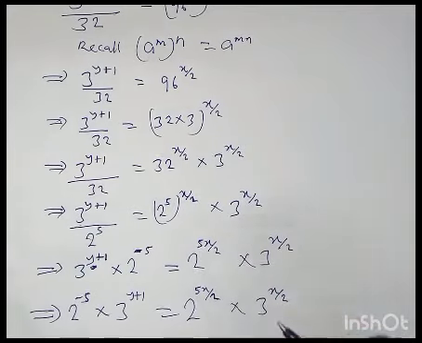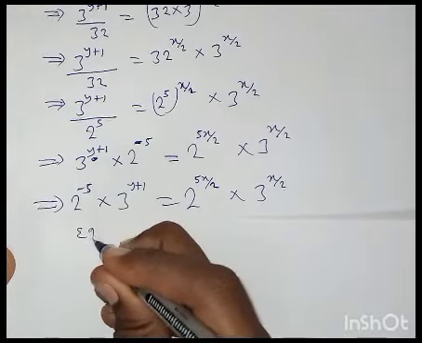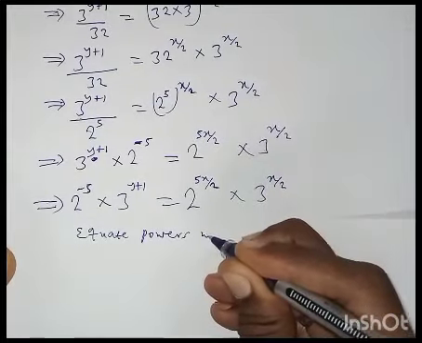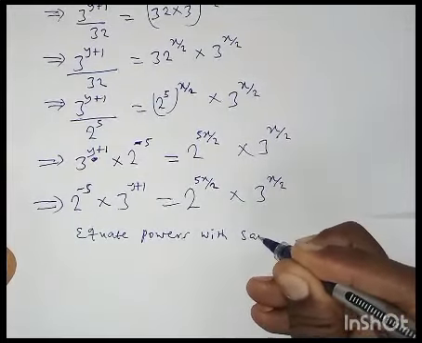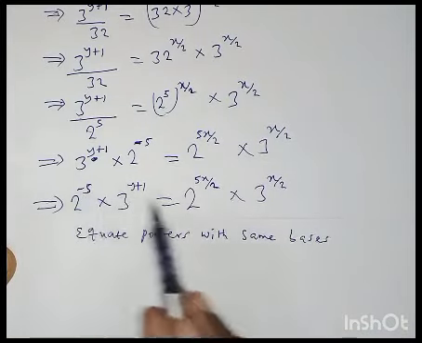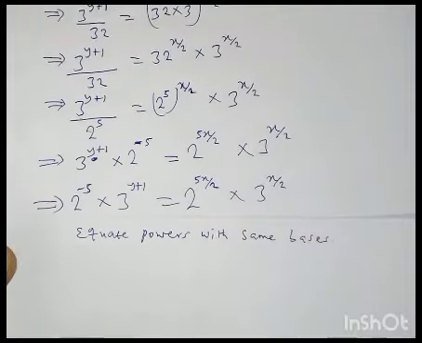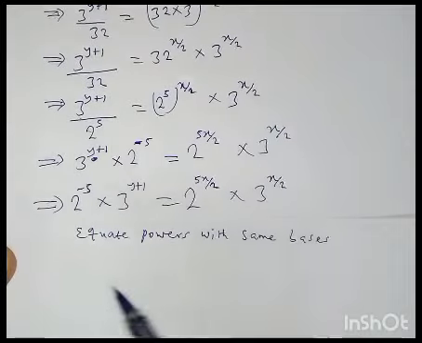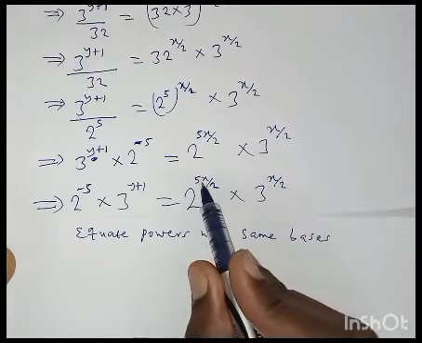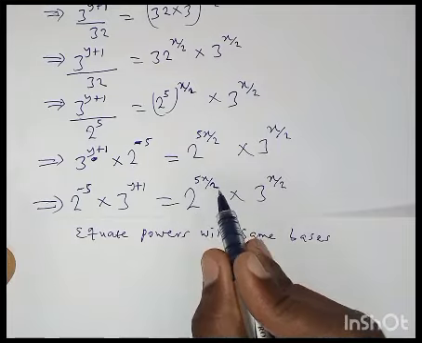Now we equate the powers of the same base. Because we have 2 to some power here and 2 to some power there, multiplied by 3 to some power here and 3 to some power there, we compare the left hand side and the right hand side. The power of 2 on the left is minus 5, and the power of 2 on the right is 5x over 2. So we equate: minus 5 is the same thing as 5x over 2.